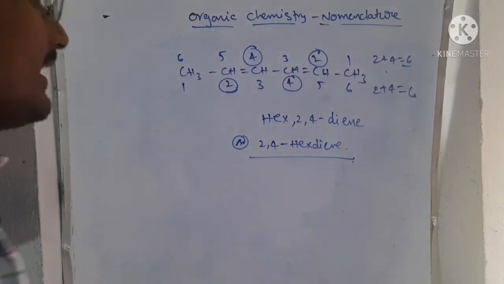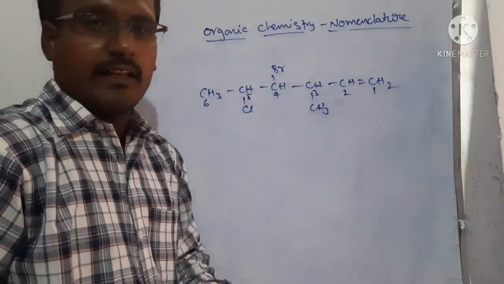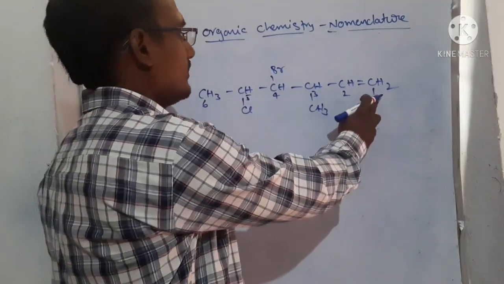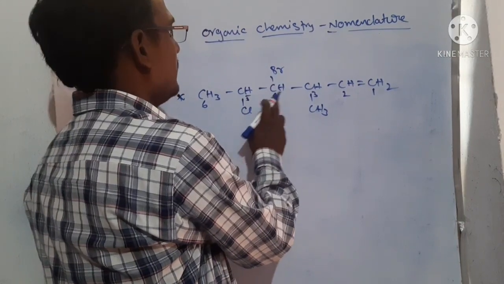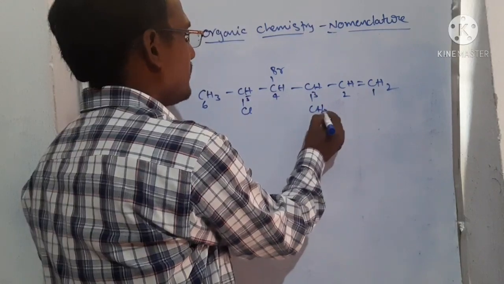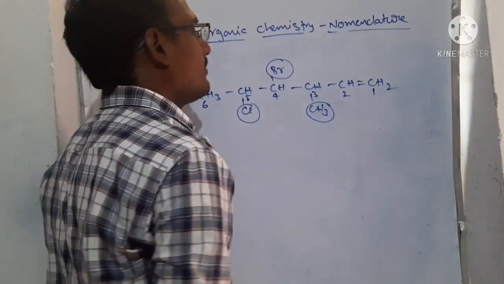2,4-hexadiene. Two double bonds are there, so hexadiene. Let's see another example. Here we have CH3, CH, CH2. There are 3 substituents: CH3, Cl, and Br, and 1 double bond is there.